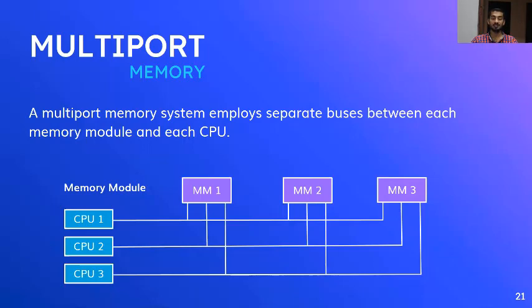So in this case, as I said earlier, CPU1 has priority over CPU2, and CPU2 has priority over CPU3. So in this case, CPU3 has the lowest priority.